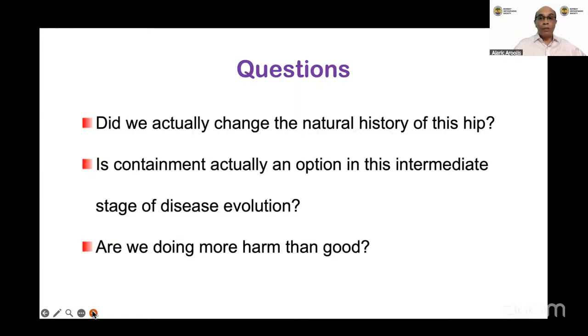We still don't know whether we actually change the natural history of this hip. Is containment actually an option in this intermediate stage of hip disease evolution? And I always have that fear in the back of my mind: are we doing any more harm than good? Though our initial results with this technique have shown fairly good results in this group of patients.